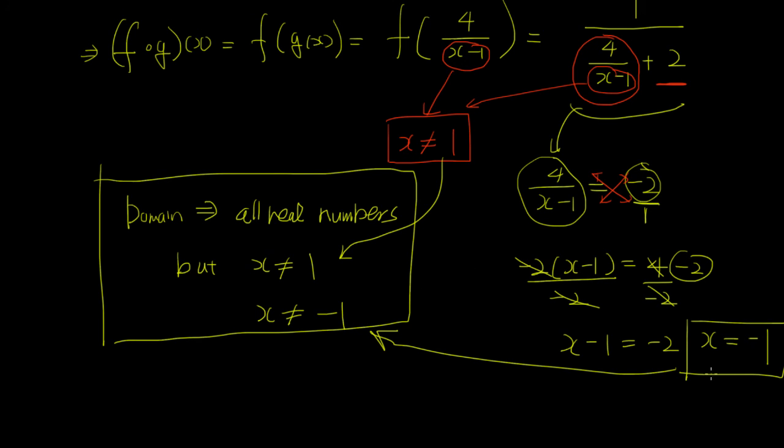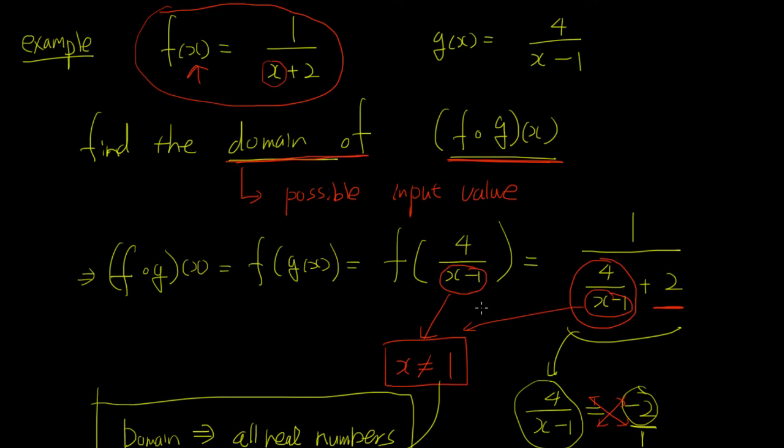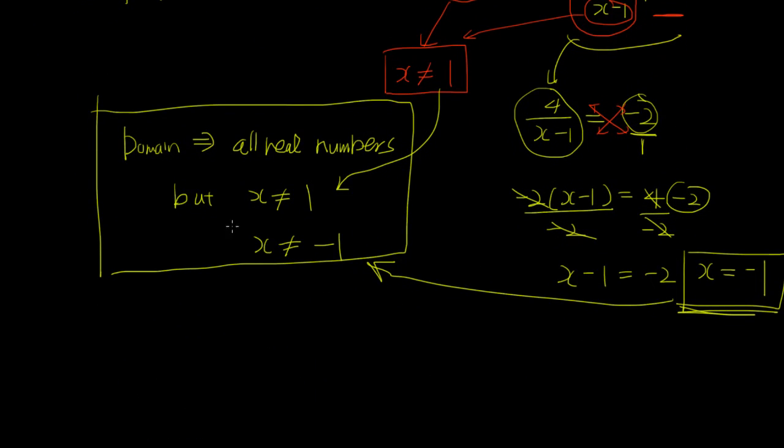Now, you shouldn't get confused. We figure out this value in order to exclude it. So we should exclude it in here, right? That's the domain. Okay. So the domain of this composite function is going to be all real numbers, but x cannot be equal to 1, x cannot be equal to -1. All right.